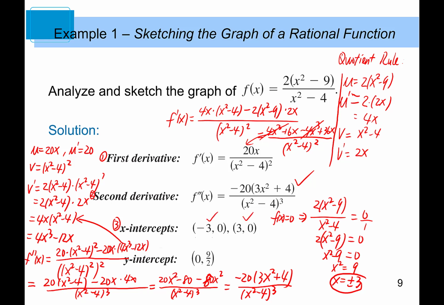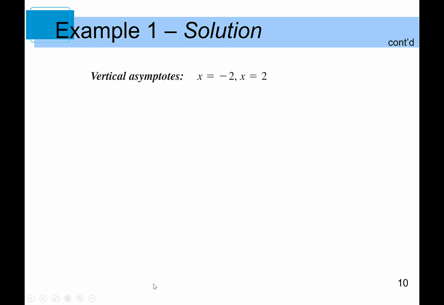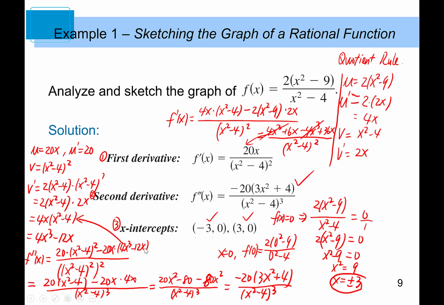Okay, check that. The y-intercept is found by setting x equals 0. So f of 0 becomes (2 times 0 squared minus 9) over (0 squared minus 4). So that will turn into negative 9 over negative 4. That's why the y-intercept is (0, 2). Okay, so that's a full step.